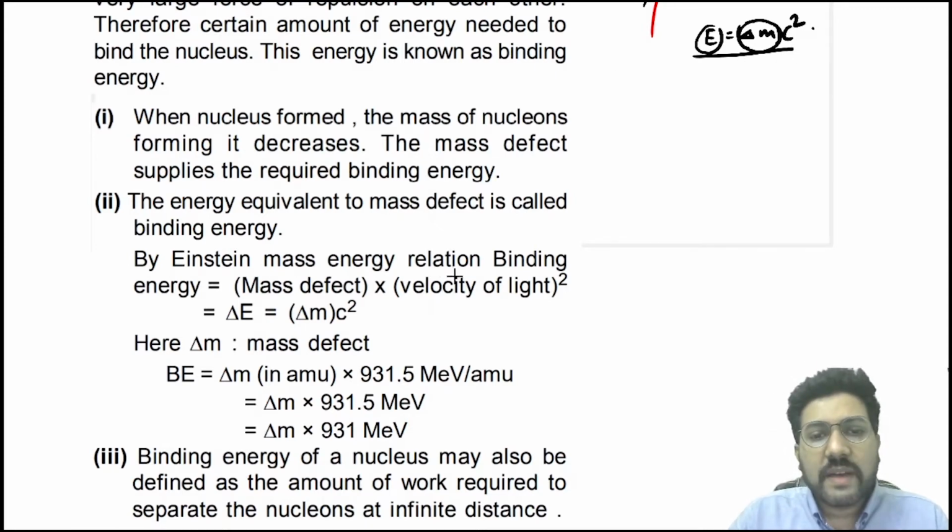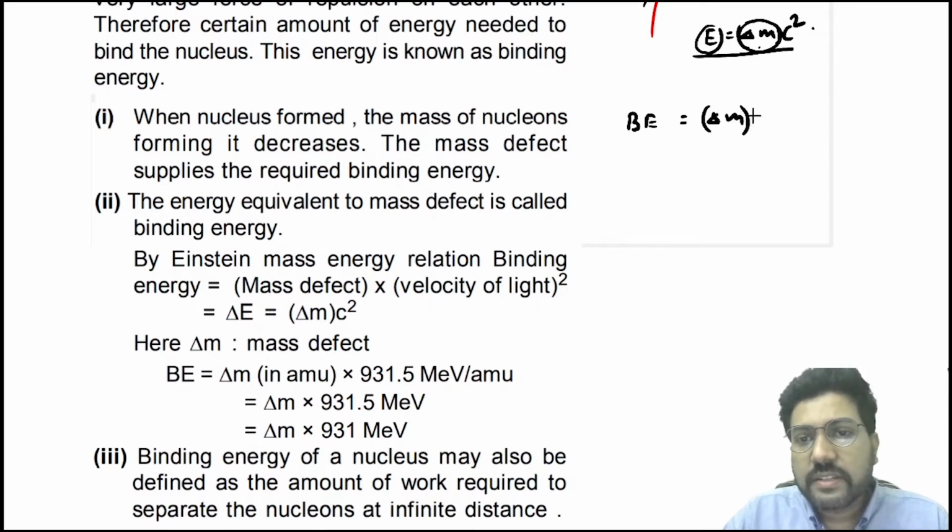So by Einstein's mass-energy relation, binding energy is mass defect into velocity of light whole square. The mass defect we have already calculated, right? Once you have calculated the mass defect, you can calculate the binding energy. So binding energy is mass defect, and we will write the mass defect in AMU, the atomic mass unit. So it is delta M in AMU into C square. And we also know that 1 AMU into C square is 931.5 mega electron volt.